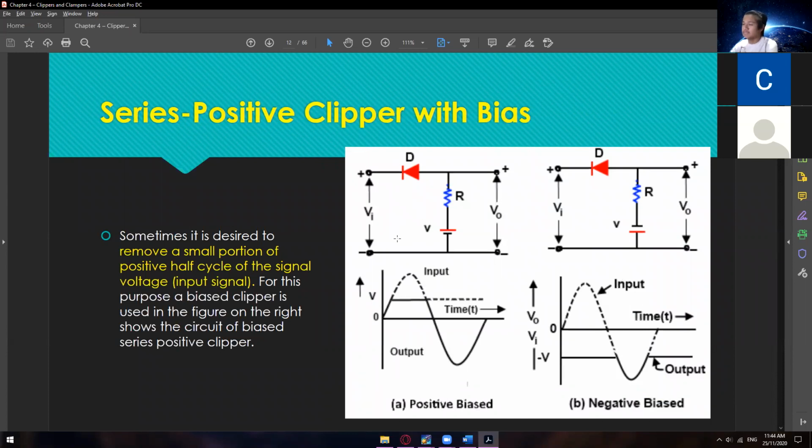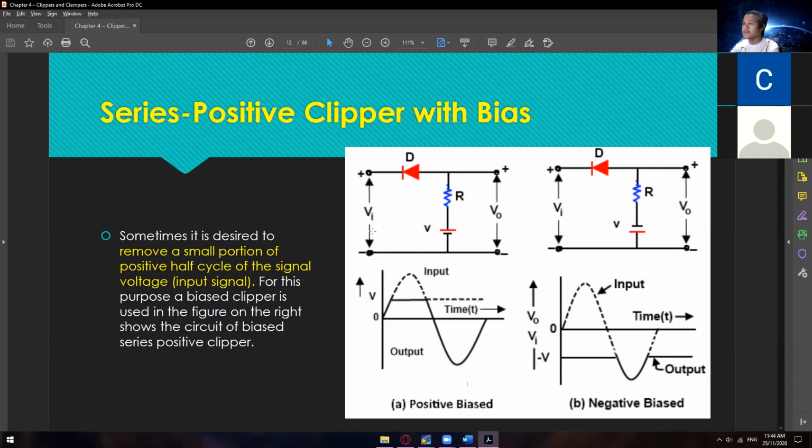So for the positive clipper with bias, as you can see, the polarity of the bias voltage is like this: plus and then minus. And then for negative bias, everything is the same. It's just that the polarity of your bias voltage is negative first, followed by the positive. So this is for the series positive clipper with biases.